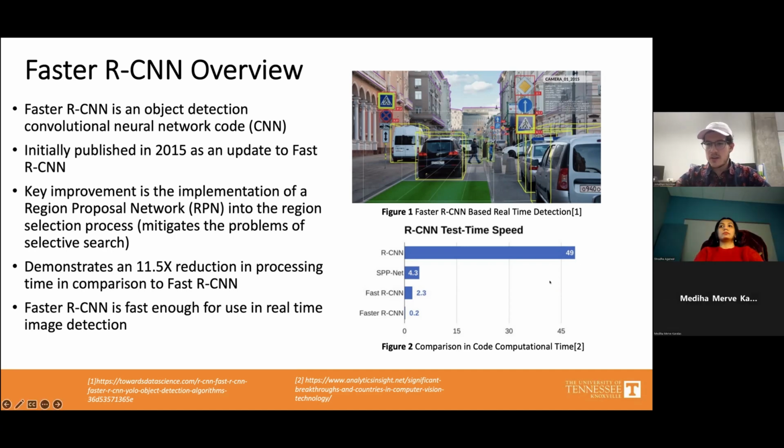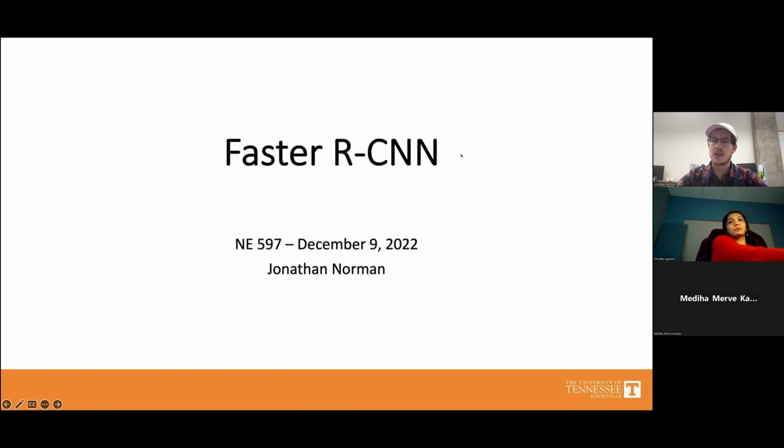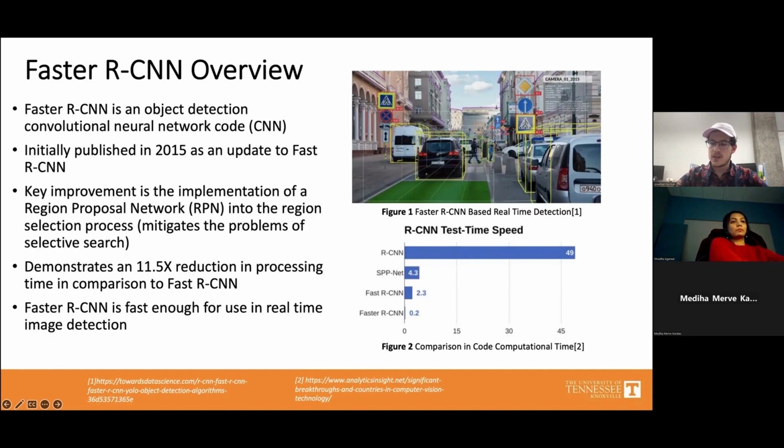On the right here, this is showing a graph of the decrease in computation time as you go from RCNN to Fast RCNN to Faster RCNN. And the image above is showing what a bit of an output from this image detection looks like. You have all these different objects in the image. They are all boxed to separate them from the background, and they are identified.